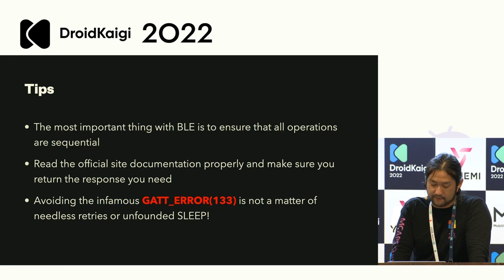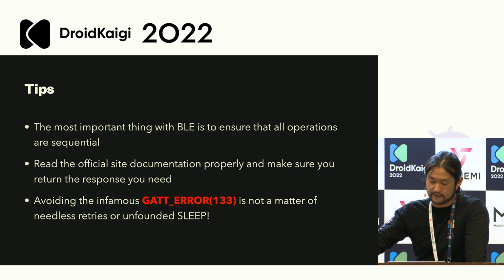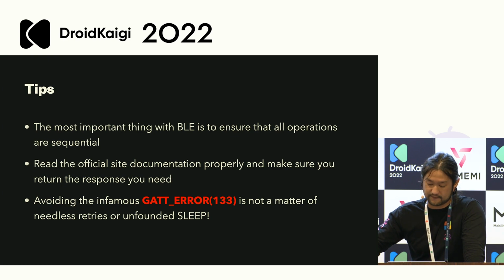OK, we are all done. Before moving on to the next topic, let me tell you the most important tip of BLE. When dealing with BLE operations, such as read, write, and notify, it's very important to make sure that every single operation is done sequentially. What it means is, for example, if you write to the characteristic, you need to wait until onCharacteristicWrite is called back before moving to the next operation.